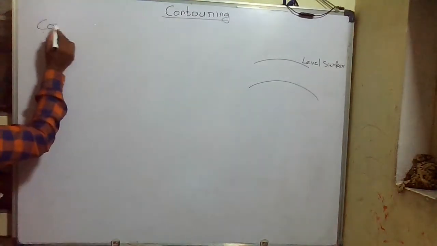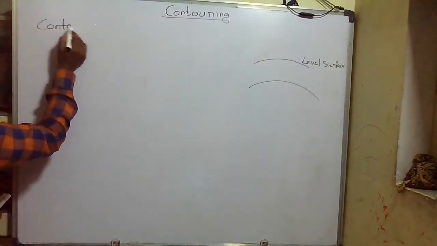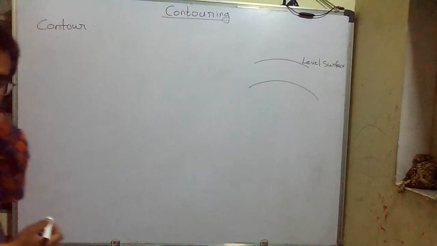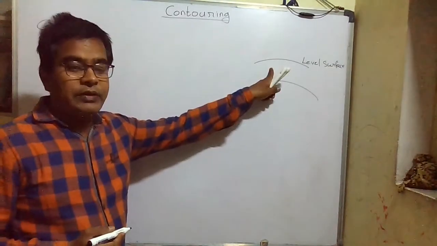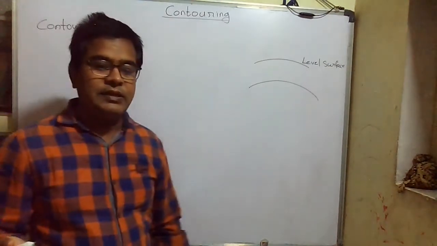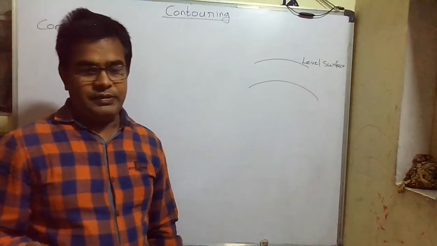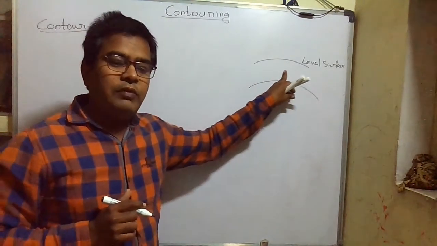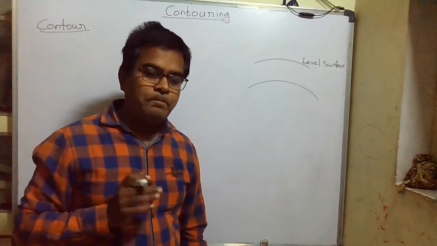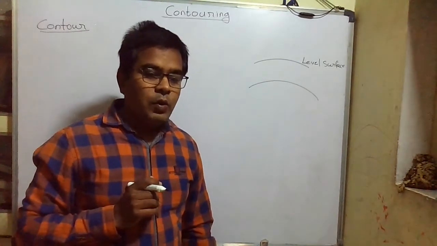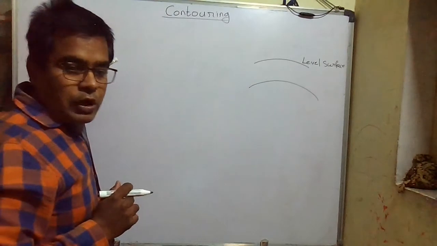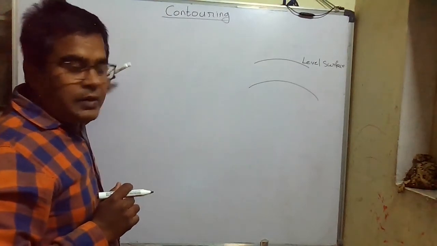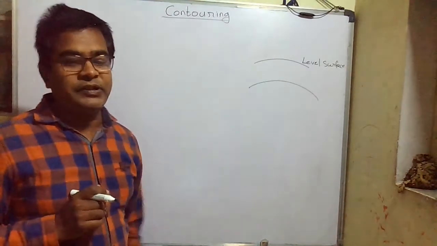What is a contour? A contour is a line where this level surface intersects the earth surface or ground surface. What is a level surface? Every point on the level surface has the same RL. And what is a contour? A contour is a line where this level surface intersects the ground surface.